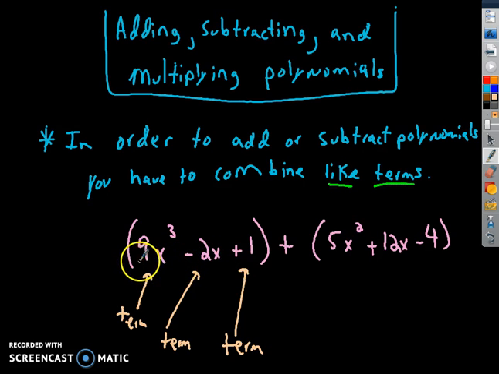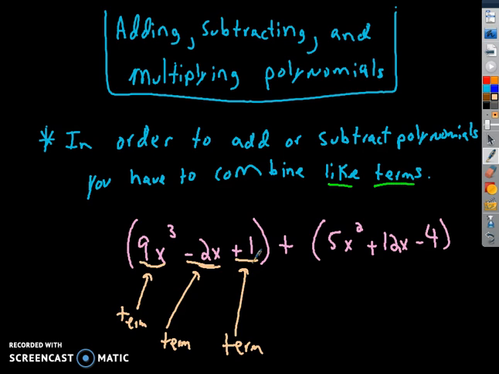Had they been connected with multiplication symbols, for example, 9 times x to the third, there's no symbol there, so it implies there's multiplication happening. So had it been connected with multiplication, they're not separate terms. They're combined to be one term. So this is one term, the 9 and the x to the third. And then the 2x is one term alone, and I'll use a negative sign in front as well. And the 1 on the end is one term.